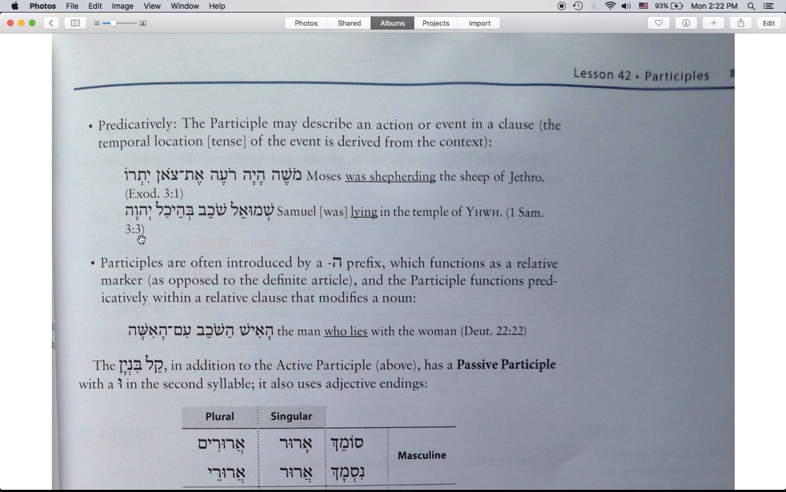In 1 Samuel 3:3, we see another example. Shemuel shokev b'heichal Adonai. Samuel was lying in the temple of the Lord. So what was Samuel doing? The participle is telling us that he was lying down in the temple of the Lord.